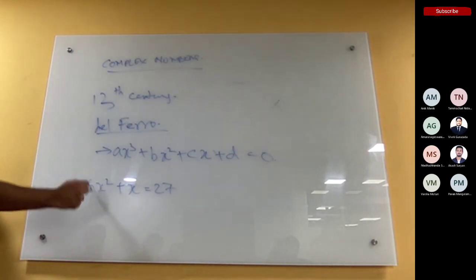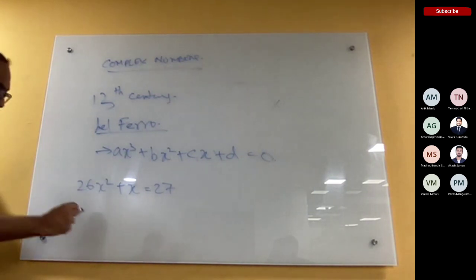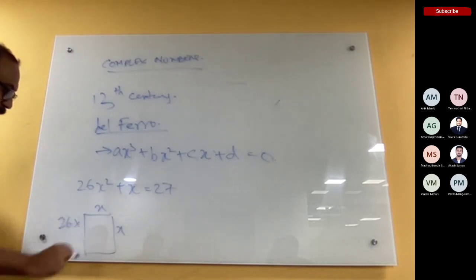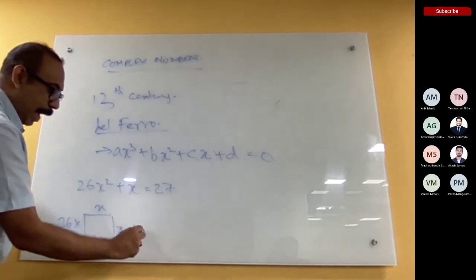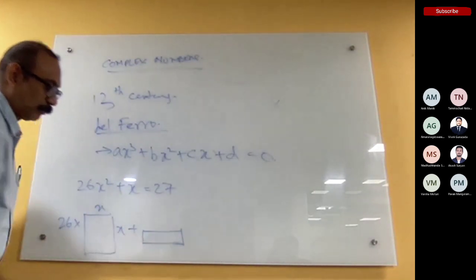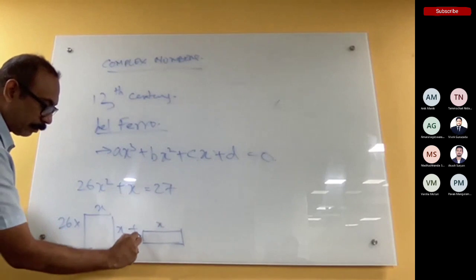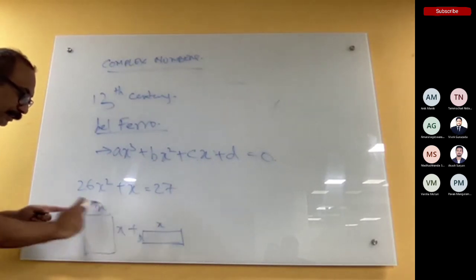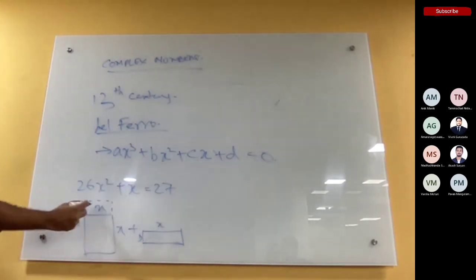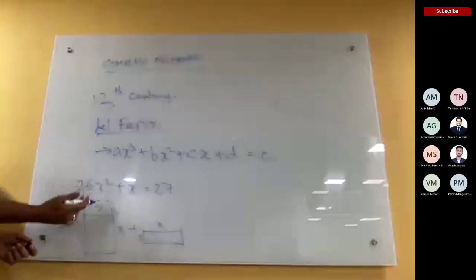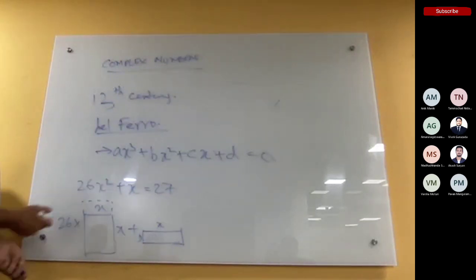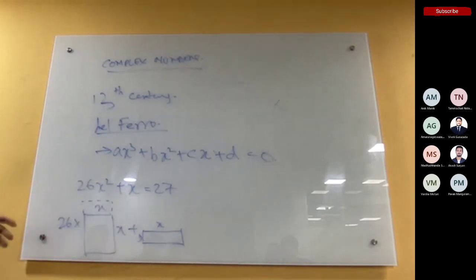People actually said, let there be a square of side x. So you make a square of side x, multiply it by 26, and add a line of x. What does a line of x mean? You just make it a rectangle, with a width of 1 and a length of x, and you add it here. Then you see for what value of x this will become 27. They would cut and paste and actually see the values, and x turns out to be 1 here. That's the answer, but that is the way people solved it.